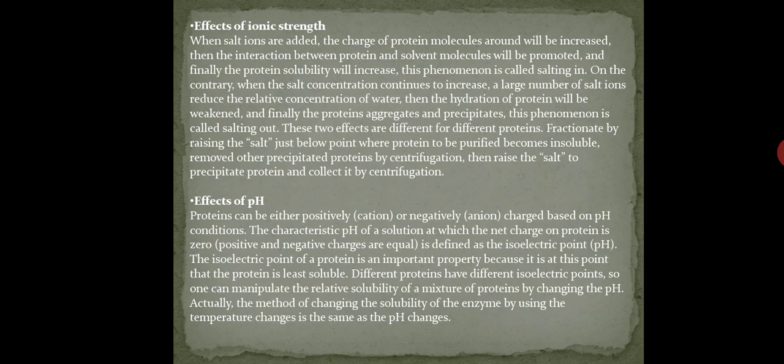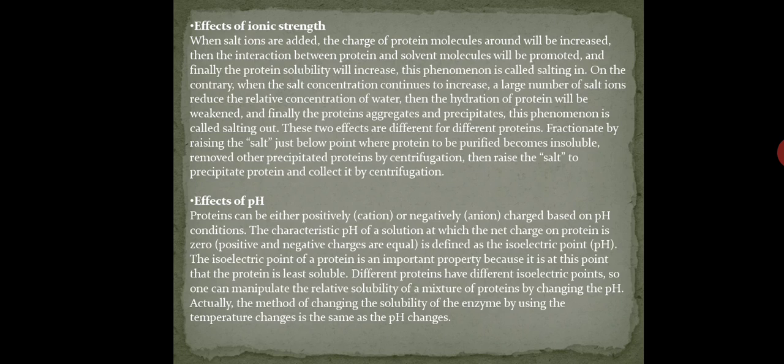But sometimes a condition appears where the protein is neutral in charge, and at that condition our protein shows very less solubility. Okay, so that is a very important method. And the method of changing the solubility of the enzyme by using temperature changes is somewhat similar to the pH change. That is the effect of the pH.